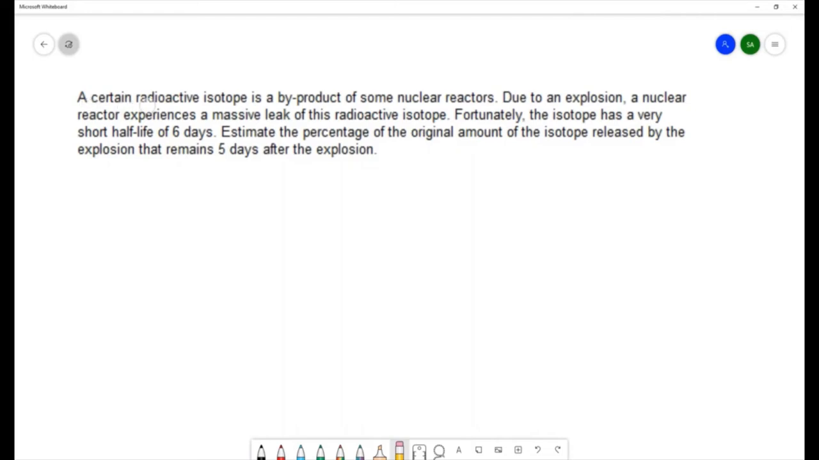A certain radioactive isotope is a byproduct of some nuclear reactors. Due to an explosion, a nuclear reactor experiences a massive leak of its radioactive isotope. Fortunately, the isotope has a very short half-life of 6 days. Estimate the percentage of the original amount of the isotope released by the explosion that remains 5 days after the explosion.